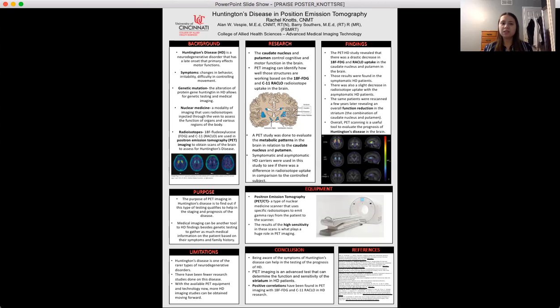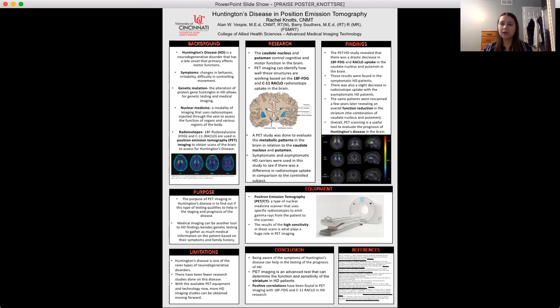This is a modality of imaging that uses radioisotopes through IV access that allows there to be an evaluation of the function of organs in various regions of the body. Here we are going to take a look at the brain in Huntington's disease.